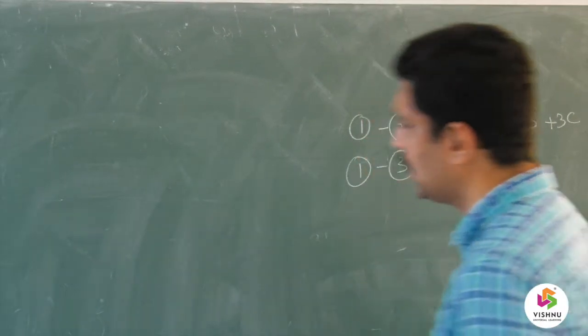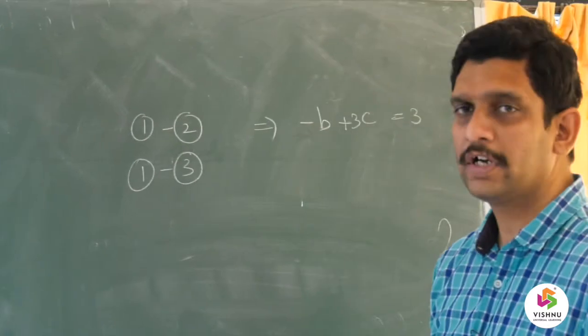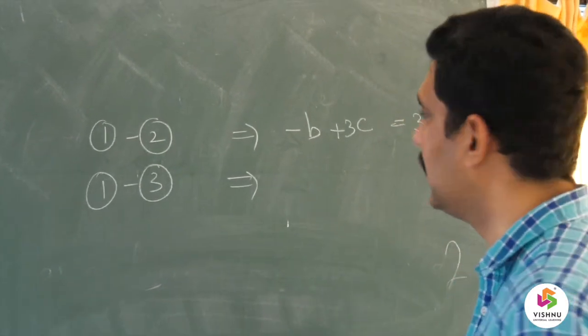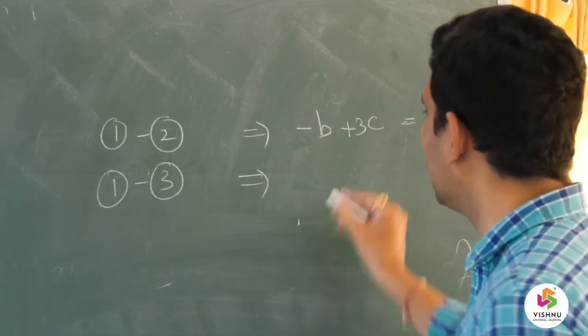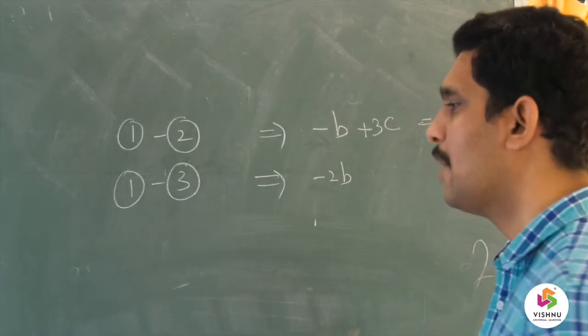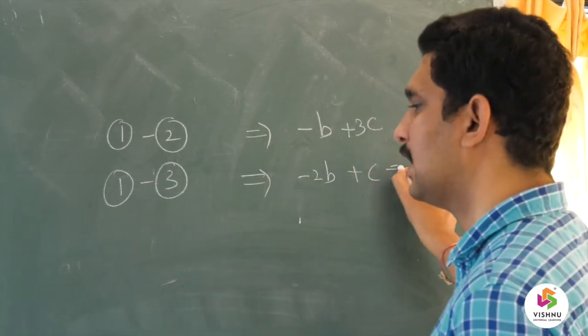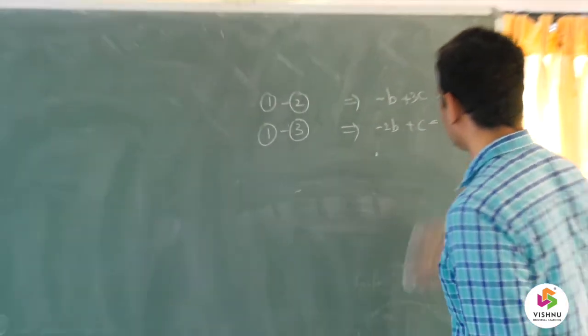Not only 1 minus 3, you can do 2 minus 3 also. It is not at all a problem. So which gives that if I do 1 minus 3, A minus A will be 0. So B minus 3B means minus 2B. So 2C minus C, it will be C, is equal to 1 minus 5 minus 4.